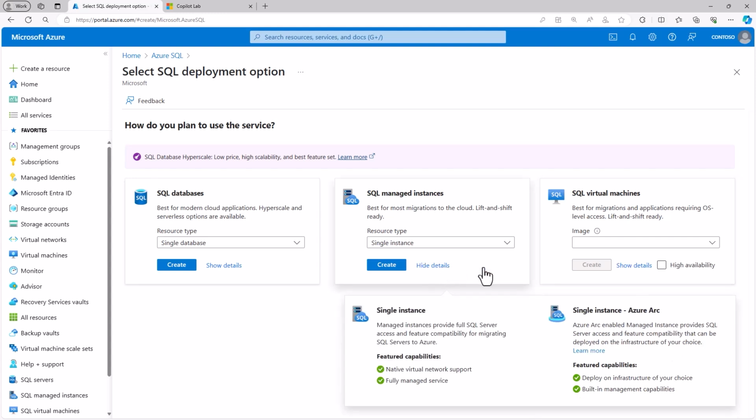Taking a look at the next offering over, we can then have a SQL managed instance. This is going to be slightly different than what we had from the SQL Server, where we had access to the base operating system. This is going to give us access to a full SQL Server, but you're not going to have access to the underlying operating system. And so you can have a single instance as well as one that is going to go with a feature called Azure Arc for administration.